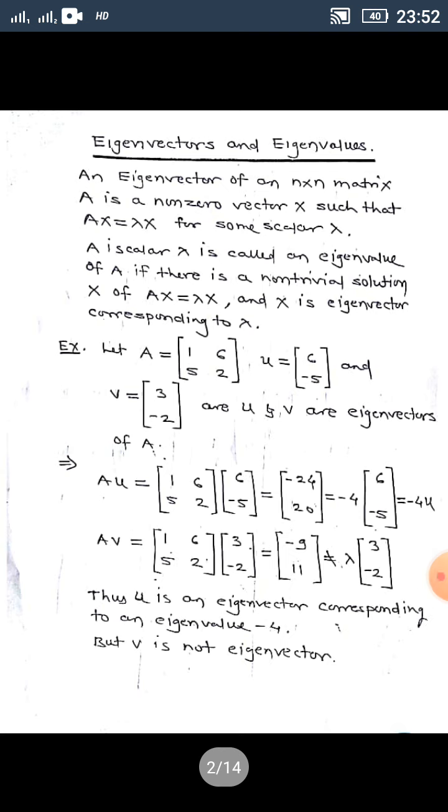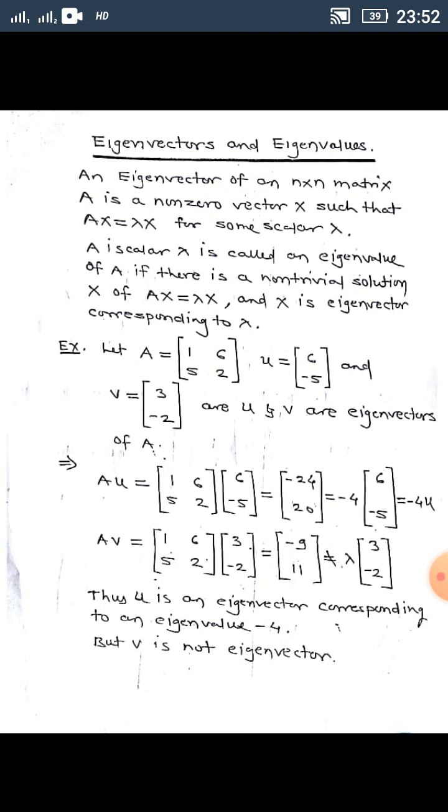Topic of discussion is Eigenvectors and Eigenvalues. An eigenvector of an n by n matrix A is a non-zero vector x such that Ax is equal to lambda x for some scalar lambda. A is a matrix and lambda is the eigenvalue of A. There exists a non-trivial solution x, that is a vector, we call that an eigenvector, for the corresponding eigenvalue lambda.